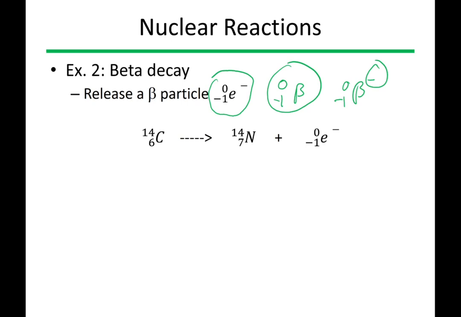So in this reaction, we can see that the A on this side is 14, the Z is equal to 6. And on this side, the A is going to be 14 plus 0, so the A is still equal to 14. And the Z is going to be 7 plus negative 1, which is equal to 6. So we have the same A and Z on both sides.